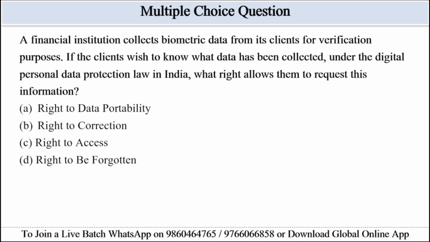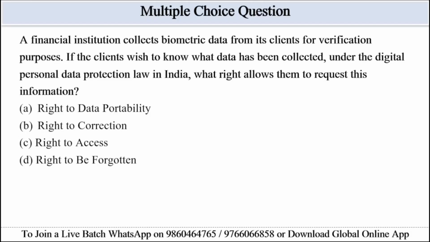In case of option C, right to access, so the right to get a summary of all the collected data is classically known as right to access in data protection regimes. Hence, this one will be the correct answer here. In case of option D, right to be forgotten, this is related to the right to erasure, which comes after one has accessed and reviewed the data. Hence, this one will be wrong. So the correct answer will be option C, right to access.